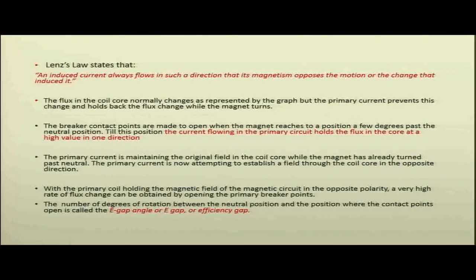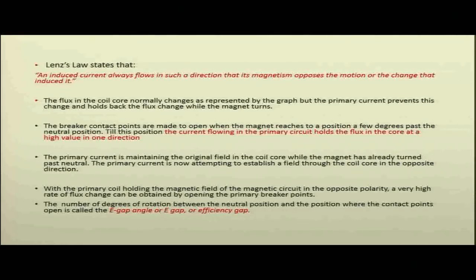The primary current is maintaining the original field in the coil core while the magnet has already turned past neutral. The primary current is now attempting to establish a field through the coil core in the opposite direction. With the primary coil holding the magnetic field of the magnetic circuit in the opposite polarity, a very high rate of flux change can be obtained by opening the primary breaker points.